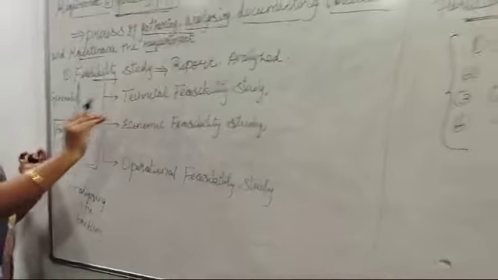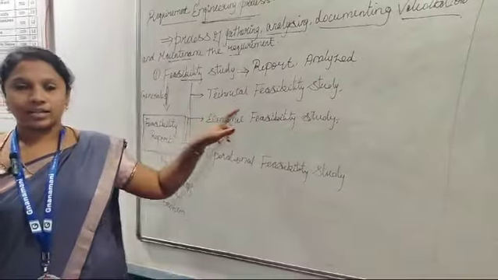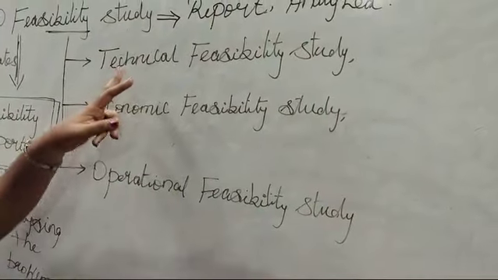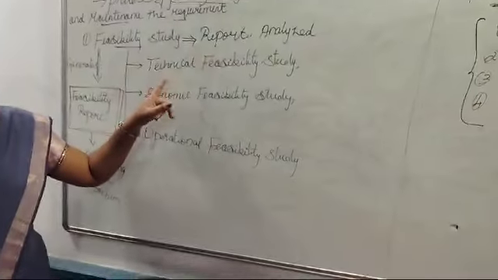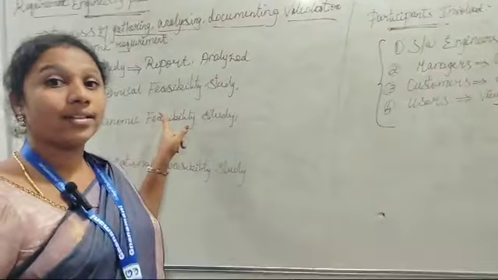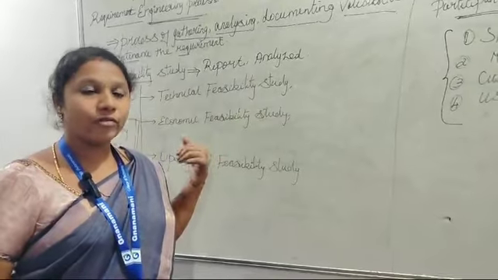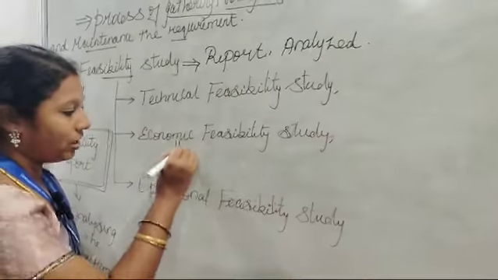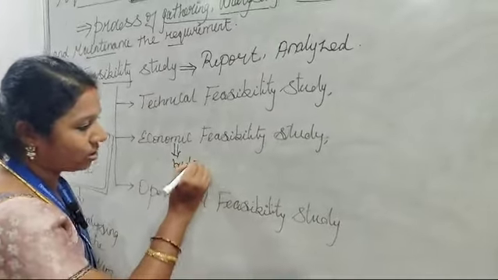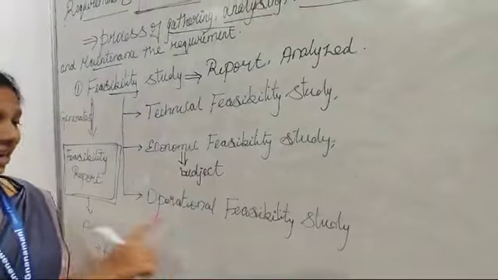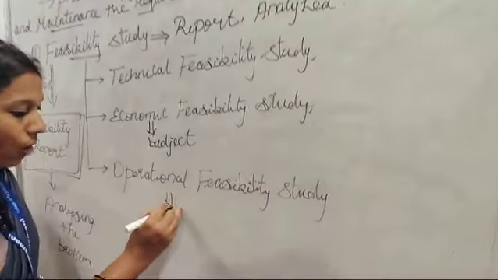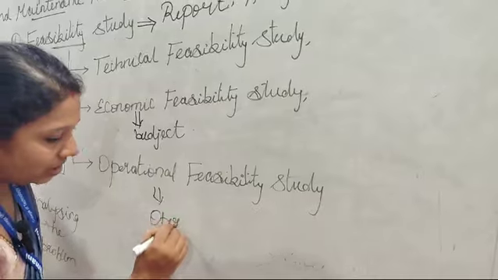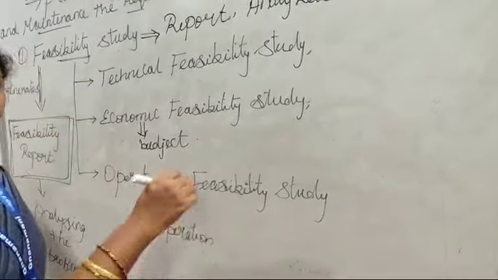The feasibility study has 3 different types: the technical feasibility study, the economic feasibility study and the operational feasibility study. Technical feasibility study means it involves what techniques we are going to use in the report. The economic means the budget, that is, the budget of the project we are going to develop. The operational means what operations we are going to perform, which are discussed in that report or document.